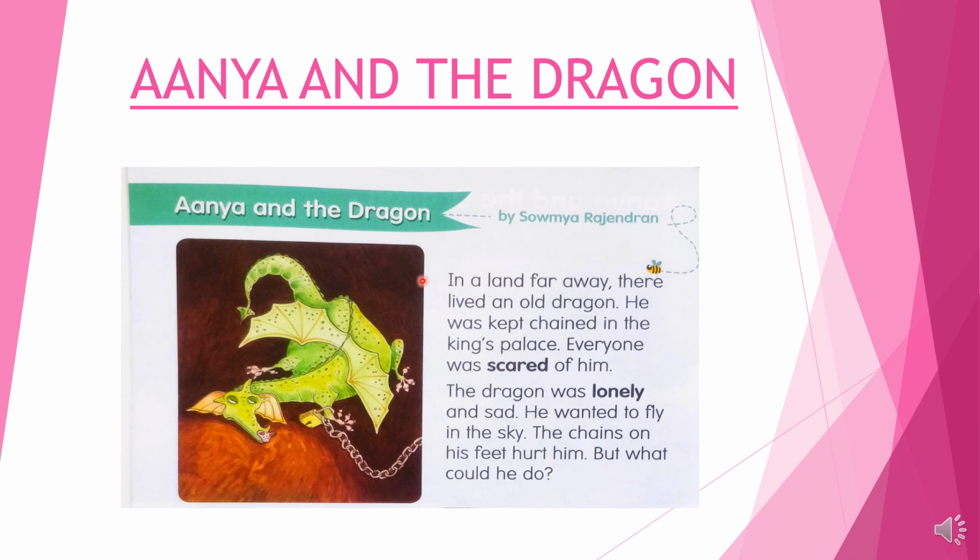In a land far away, there lived an old dragon. He was kept chained in the king's palace. Everyone was scared of him. The dragon was lonely and sad. He wanted to fly in the sky. The chains on his feet hurt him. But what could he do?